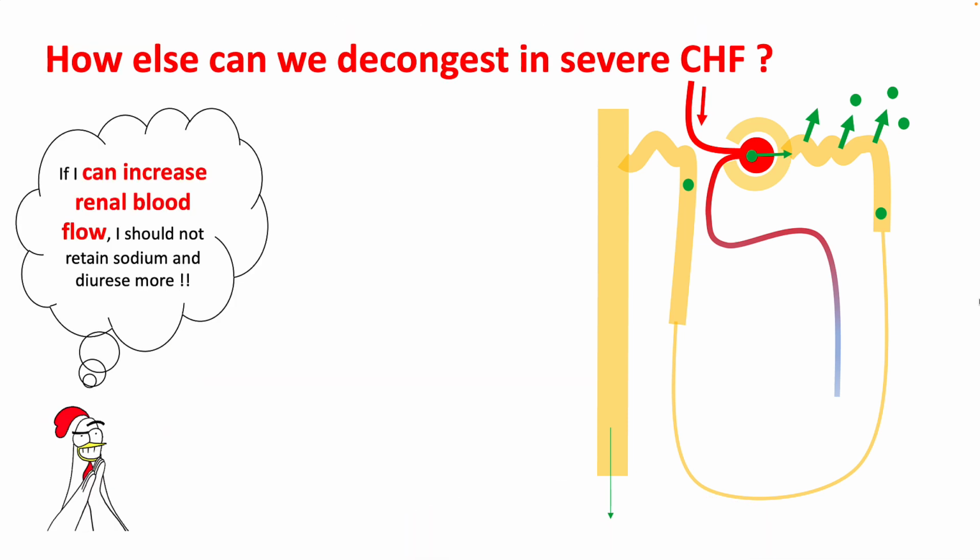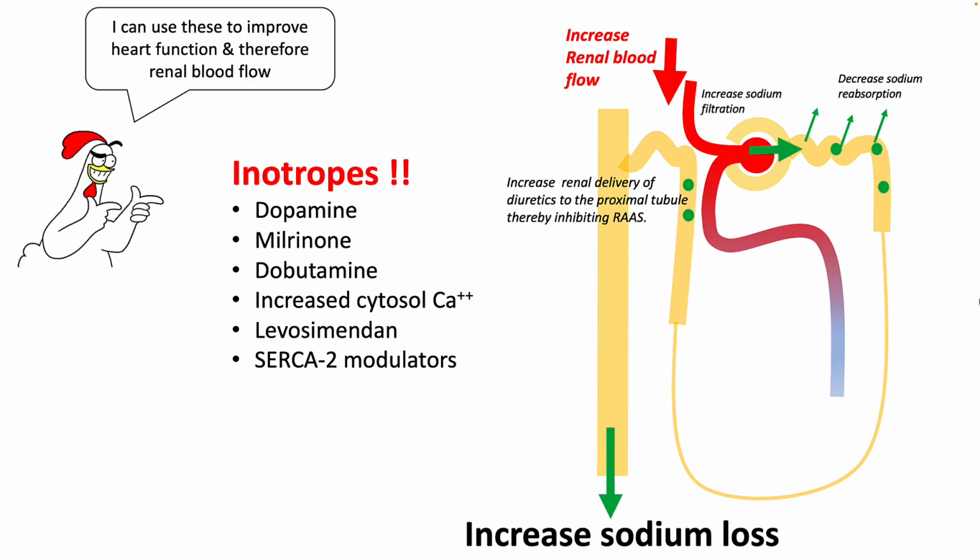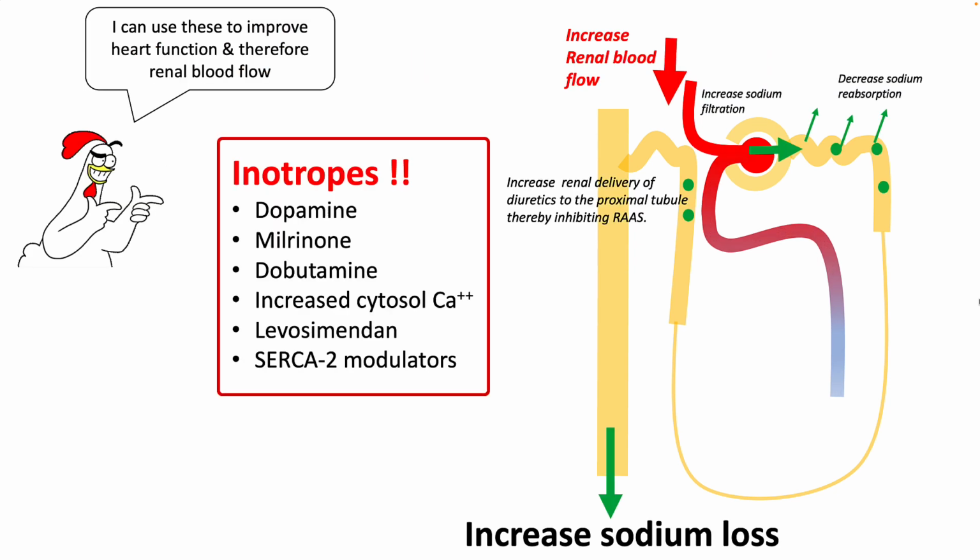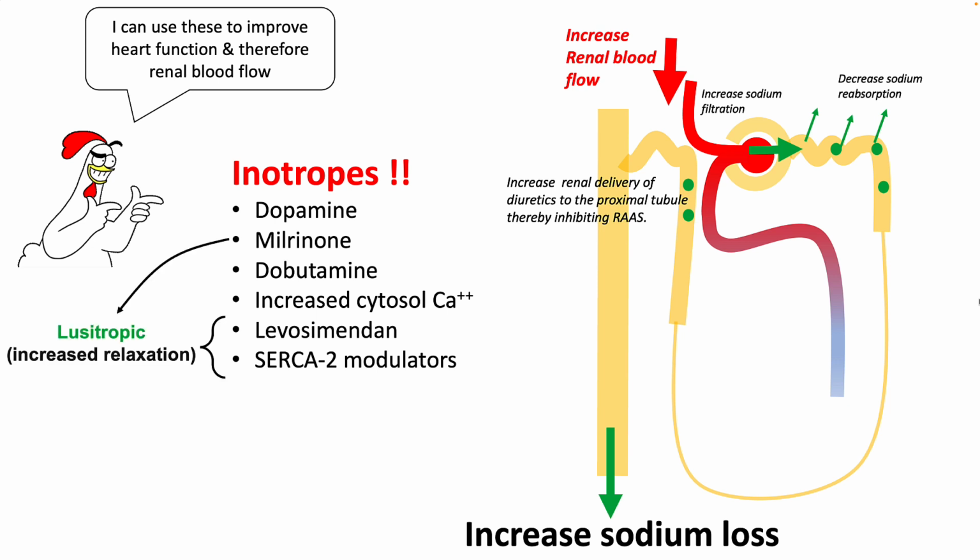So you can increase the renal blood flow, and to do this, you typically use inotropes such as dopamine, milrinone, dobutamine, etc. Some of them, such as milrinone, levosimendan, and SERCA2 modulators, also have a lusitropic effect. That is, they increase ventricular relaxation as well.